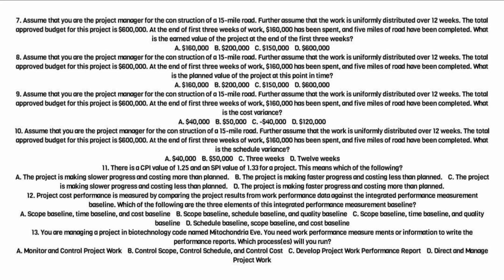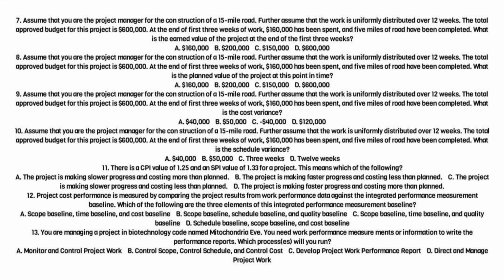A. $160,000. B. $200,000. C. $150,000. D. $600,000. 9. Assume that you are the project manager for the construction of a 15-mile road. The work is uniformly distributed over 12 weeks, and the total approved budget is $600,000. At the end of first 3 weeks of work, $160,000 has been spent, and 5 miles of road have been completed. What is the cost variance?